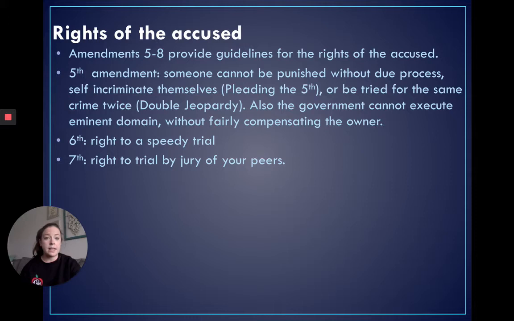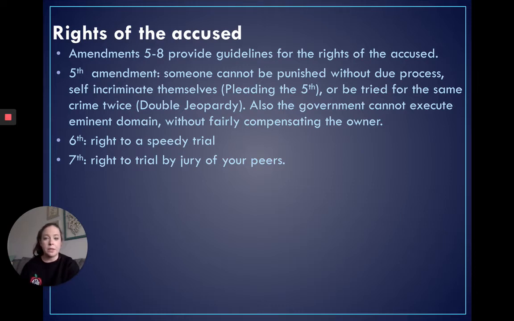The Fifth Amendment says that someone cannot be punished without due process. That means that all the laws still need to be upheld when you commit a crime. There's certain things and rights that you have. The Sixth Amendment is that you have a right to a speedy trial. It can't be a trial that's dragged out for years and years and years. It should be as quick as possible to be tried for that crime.